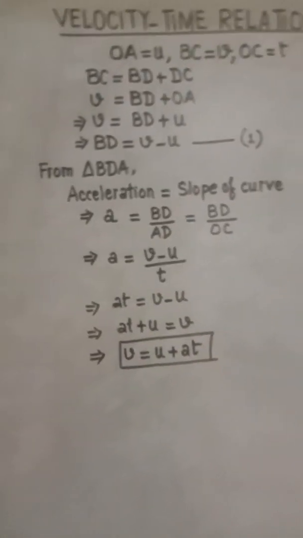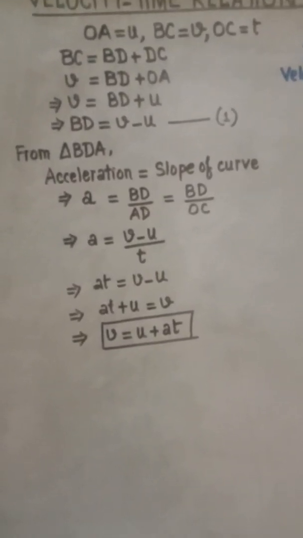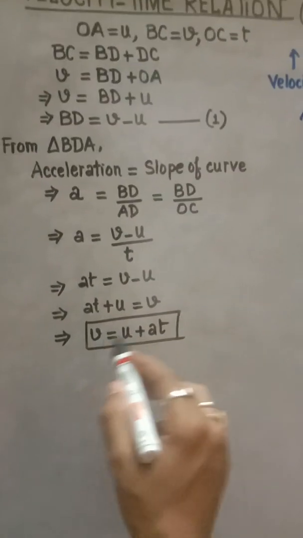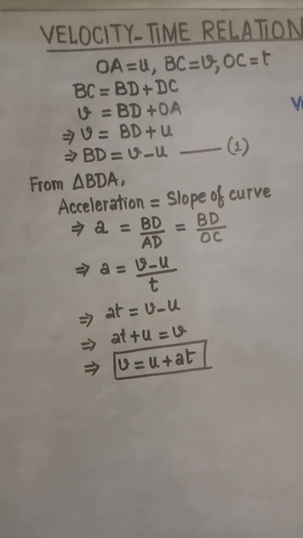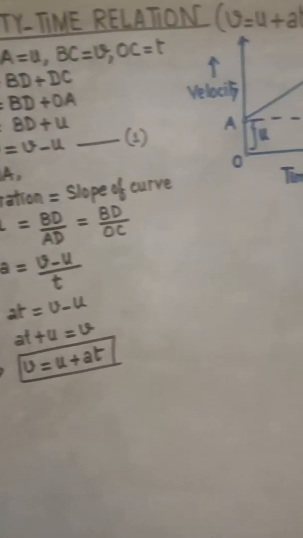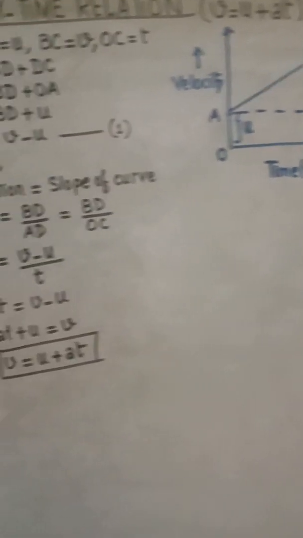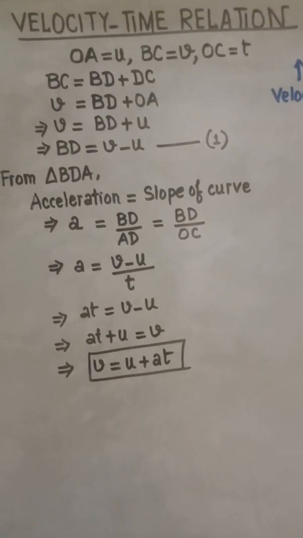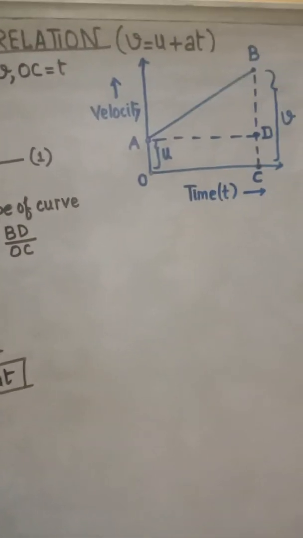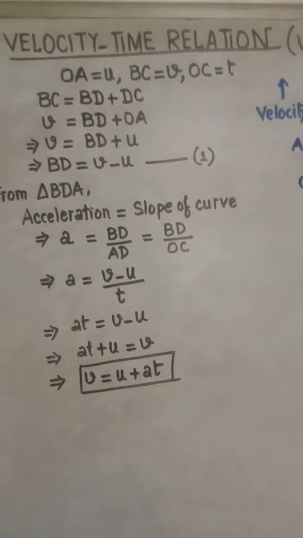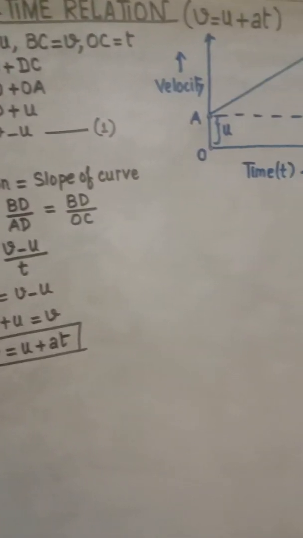So this is your proof for the velocity time relation. See, velocity is there, time is there. So this is known as the velocity time relation. You have to write the introductory part that you will get in the books also. So that's about the velocity time relation.